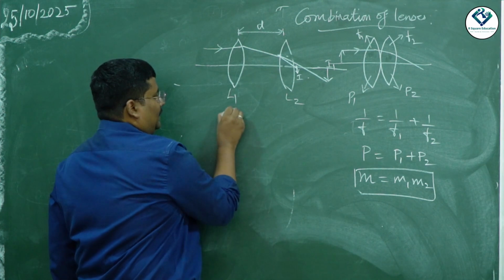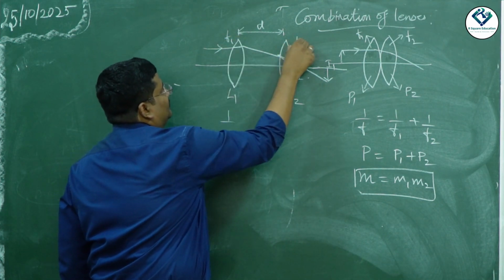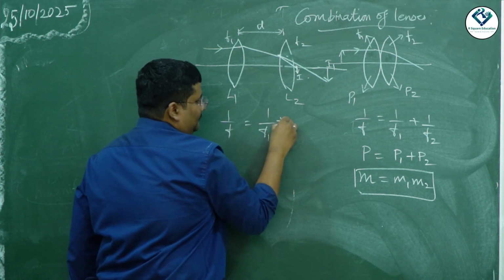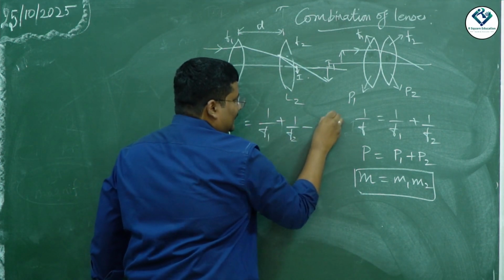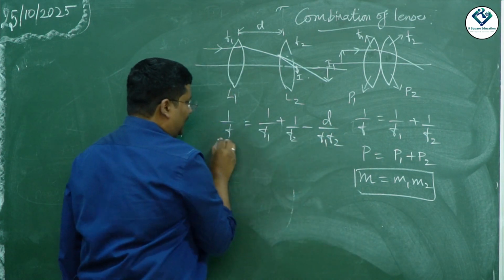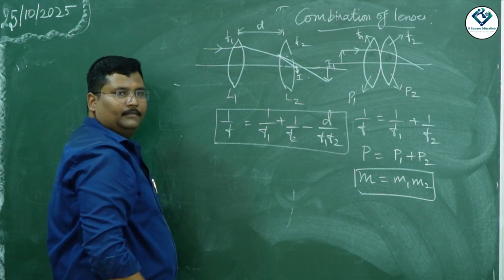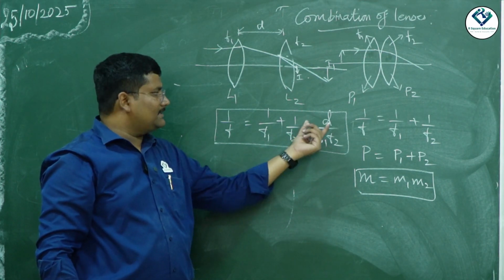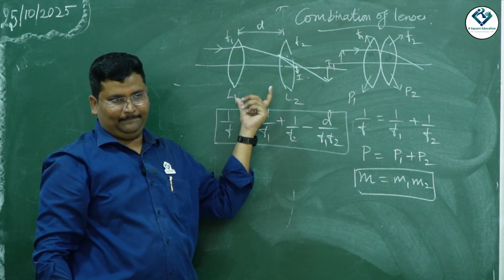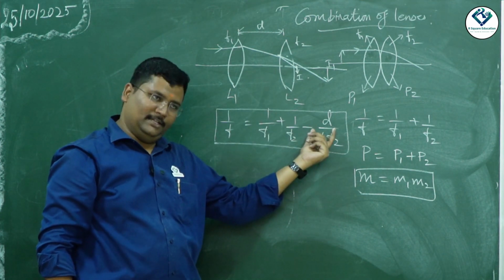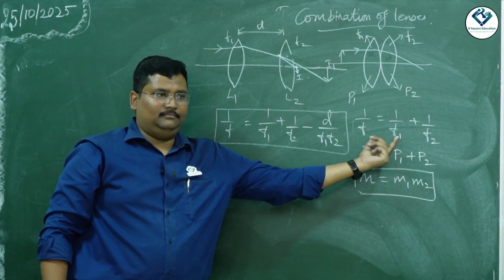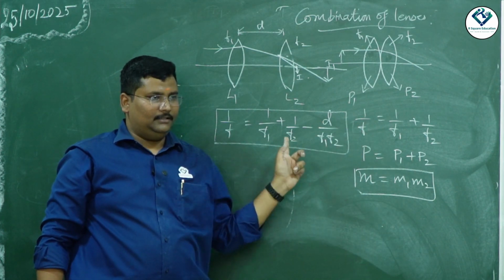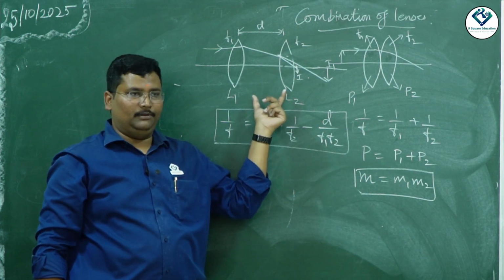Now the focal length: if this has f1 and this has f2, then 1 by f will be equal to 1 by f1 plus 1 by f2 minus d by f1 f2. That's the formula. 1 by f1 plus 1 by f2 minus d by f1 f2. Why does this d come? Because there is a gap in between the two lenses. If they are in contact, this d becomes 0. So you will get the earlier formula. Correct? In contact, the answer is d equals 0, right? So the earlier formula comes out. But when you have a gap in between, the formula is going to be this.